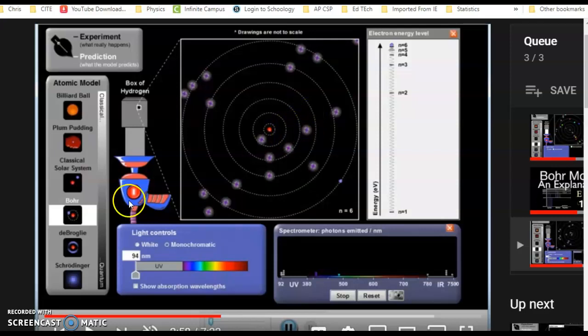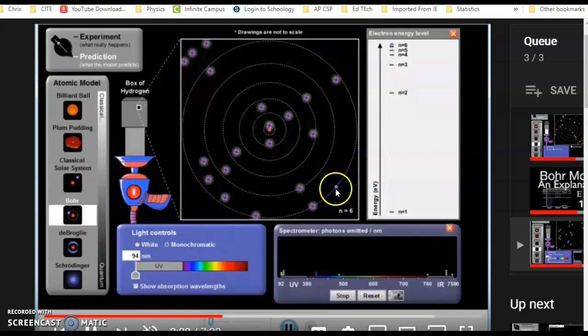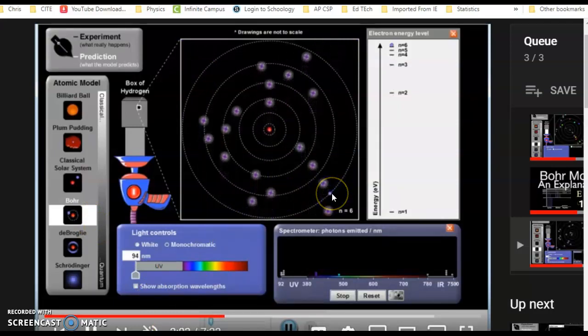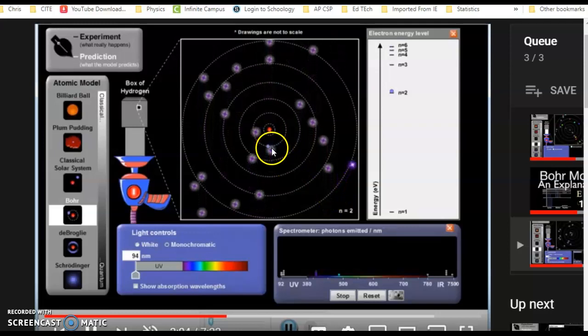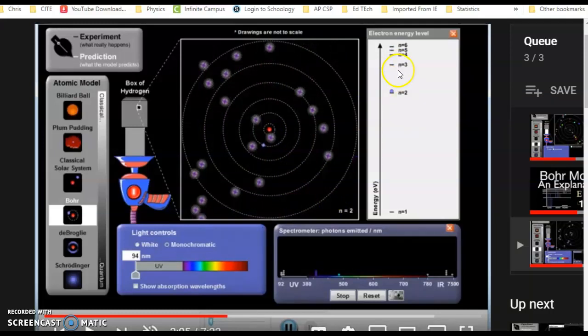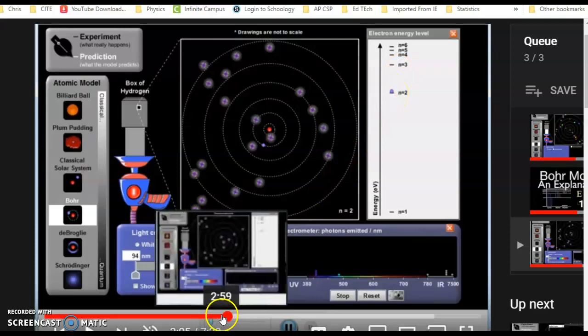Okay? But now let's look at what happens when this electron moves. So here it's sitting up here at energy level 6, and boom, it just dropped all the way down to energy level 2. Well, what happens when it makes that transition is it gives off a photon of energy.